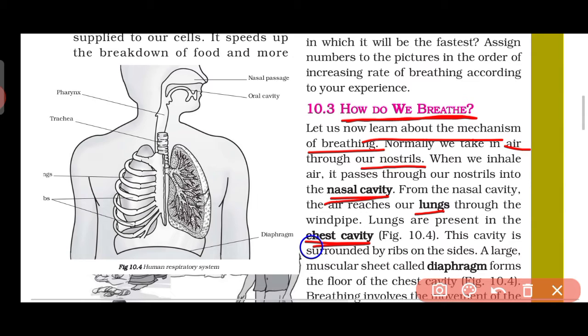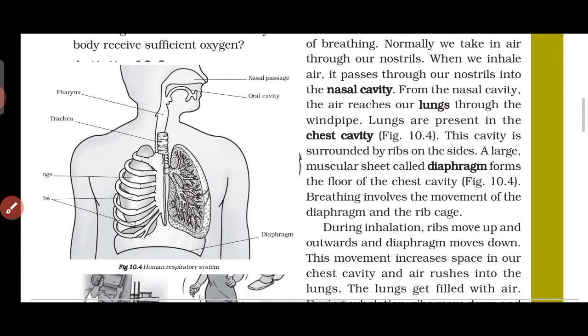The cavity is surrounded by ribs on the sides. We have already studied in standard 6 that for the support and protection of the lungs, which are a very sensitive part, the chest is surrounded by this kind of rib cage. So there is the chest cavity, there is the rib cage, and inside that rib cage there are the lungs.